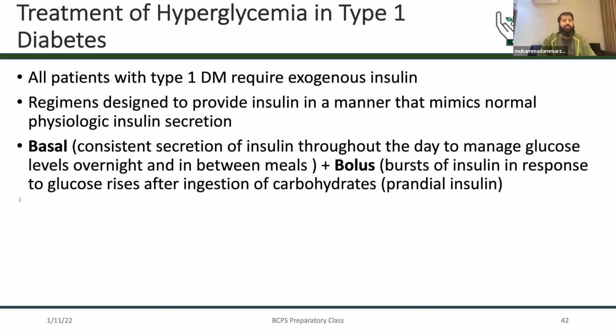So a low level of insulin secretion happens in the body physiologically over a long period of time. And there are postprandial insulin burst secretions, which happen after you take the meal. So you should design a regimen which mimics this normal physiological insulin secretion. So that's why we use basal bolus regimens, in which we use a long-acting insulin as a basal insulin, and short-acting insulin as bolus insulins.